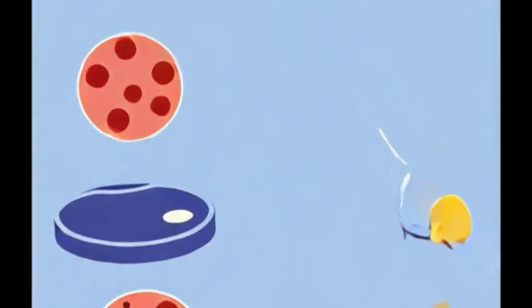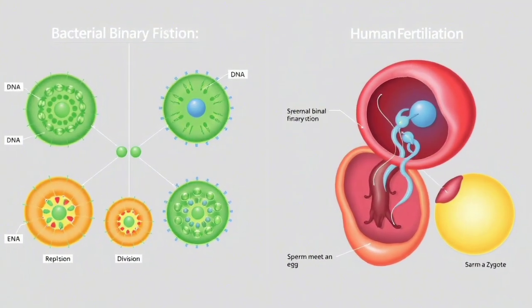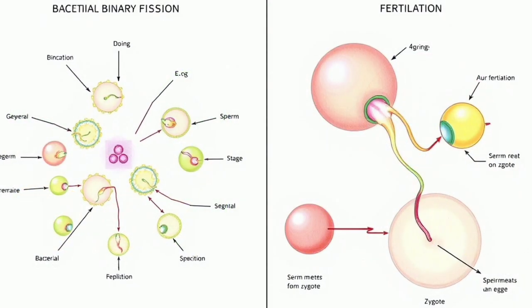Number 4. Reproduction. This can be very simple, like unicellular bacteria, which can copy DNA and split into two, and now you have two bacteria. Or it can be more complex, like humans, which involves sperm and egg cells uniting to make a fertilized egg, known as a zygote, which will eventually develop into a baby.